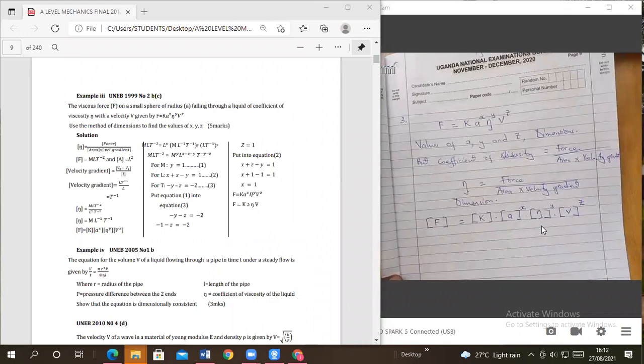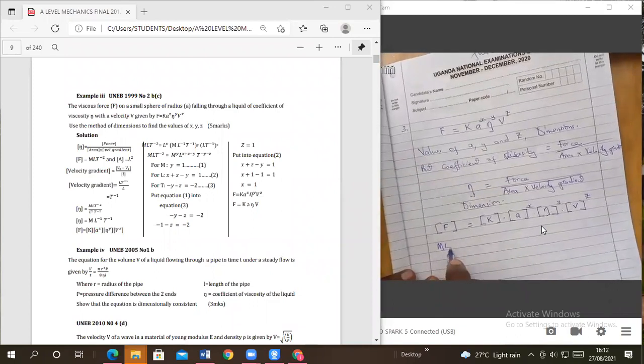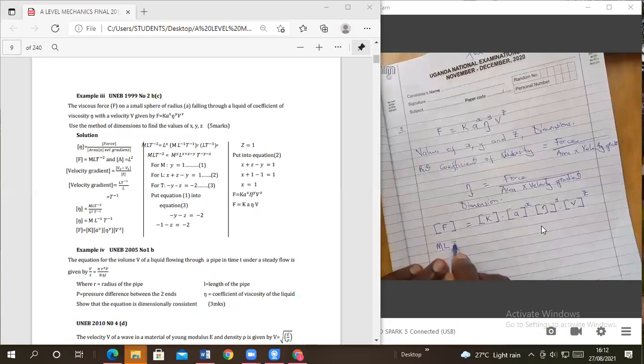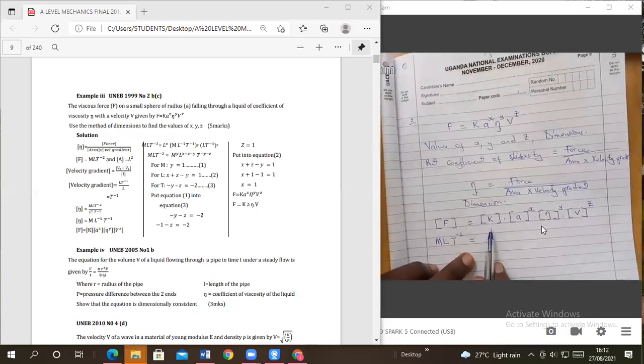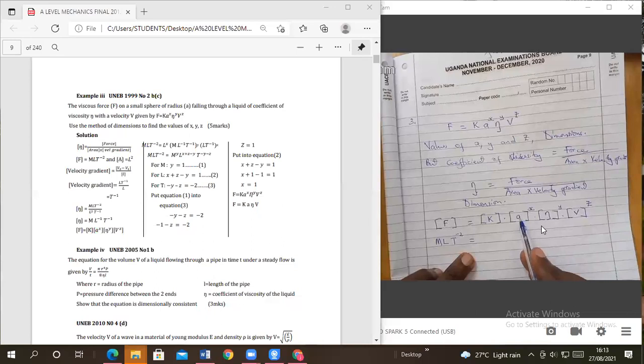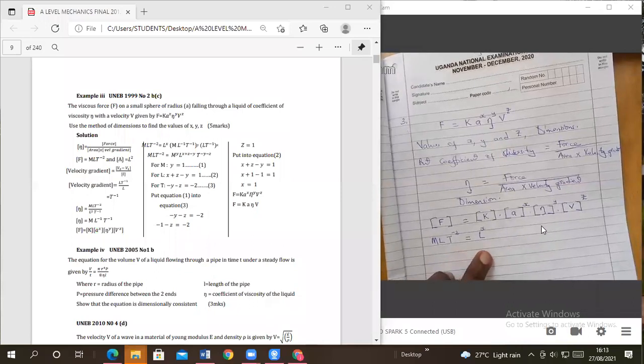It's M L to the power negative 2. Negative 2. Good. Equals to, what's the dimension of a constant? That one is 1. We don't need to write it. A is radius. They told us A is radius. When you measure radius, that's the length, not so? Yes. So which means a dimension will still be L, but to the power X.